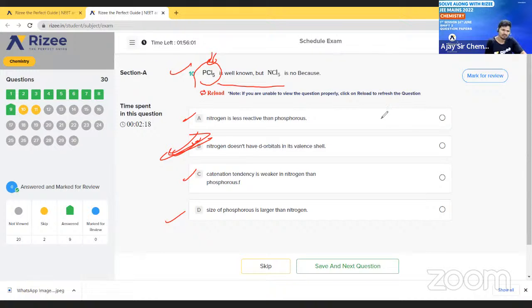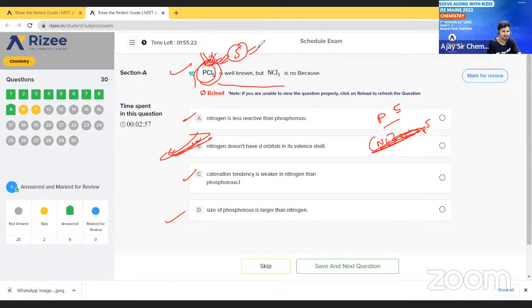I will write here phosphorus. Now what is the atomic number of phosphorus? 15. So neon 3s2 3p3. How many valence electrons are present? 5. So it can form PCl5. But here in nitrogen, empty d orbitals are not present.